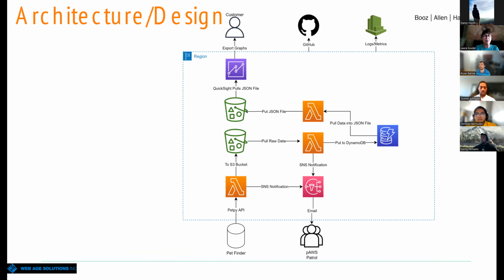And we used Lambda functions to pull the data from PetFinder and manipulate it so that we ultimately ended up displaying graphs of our metrics in QuickSight. Once the graphs are created, we can export them and provide them to our customer. We made use of S3 buckets and DynamoDB for storing our data. We also used SNS to send email notifications to our team when new data has been pulled from PetFinder and when the data has been sent to DynamoDB. Finally, we use CloudWatch to collect metrics from our environment, and we use GitHub for our repository.